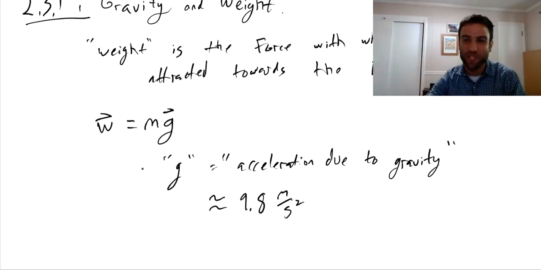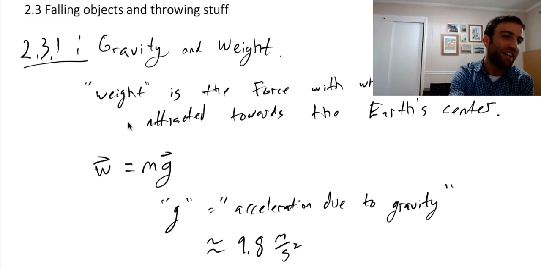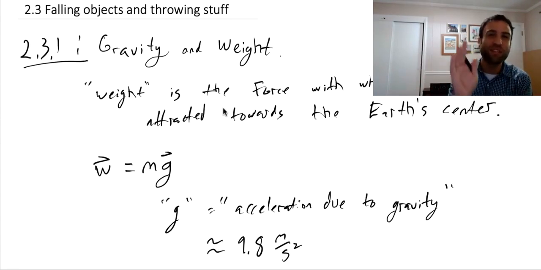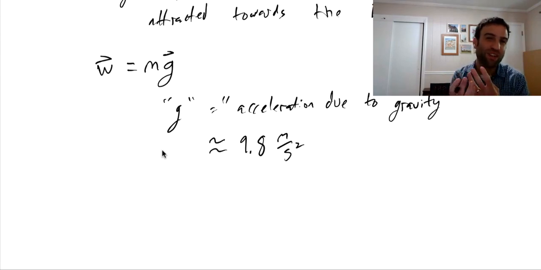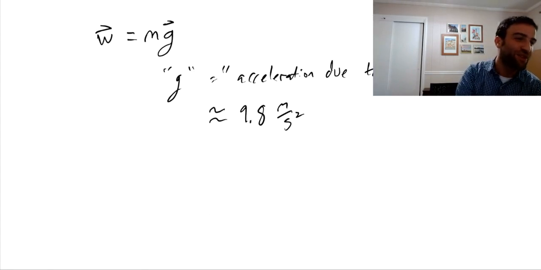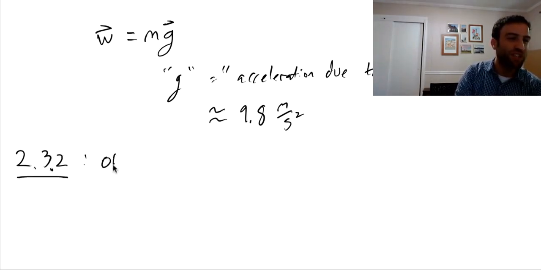So gravity then, okay, it's a force that's omnipresent but extremely weak, and weight represents the force from, say, the Earth pulling your mass or an object's mass towards its center. Okay, so that's gravity and weight. So now we're going to talk briefly about objects in free fall. So 2.3.2, objects in free fall.